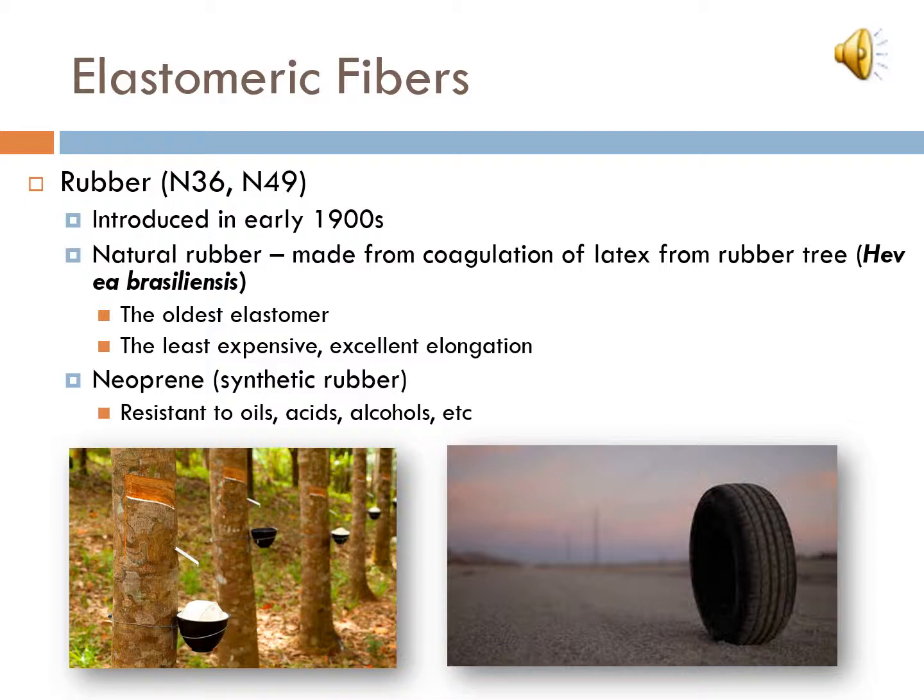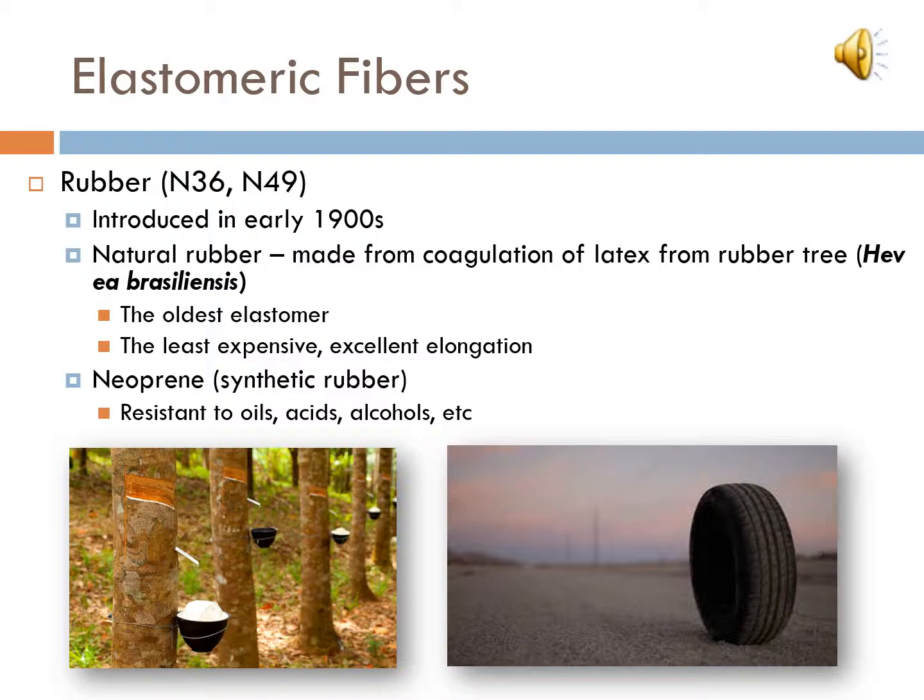I put the genus and species name of the tree there, but generally speaking, that particular plant is referred to as the rubber tree or the rubber plant. That's the oldest elastomer, and believe it or not, the least expensive, has excellent elongation, and it's used in a lot of different products for which there's a need for that elongation property.